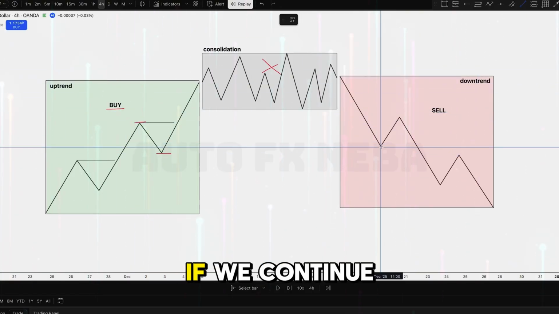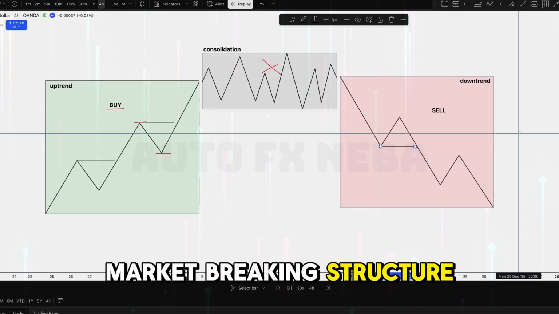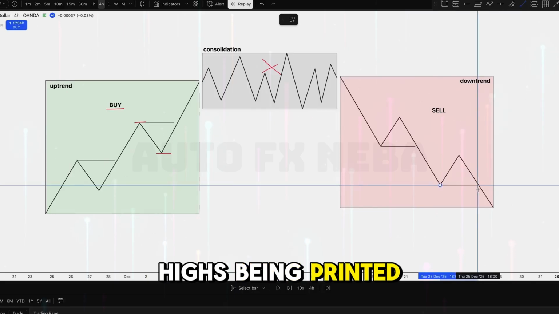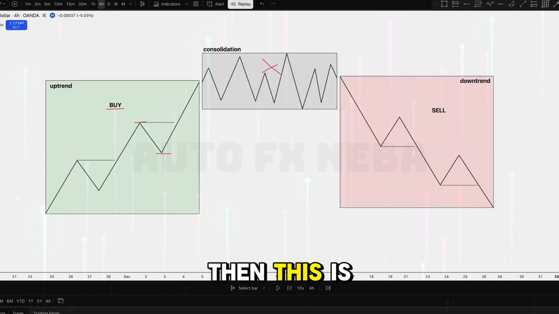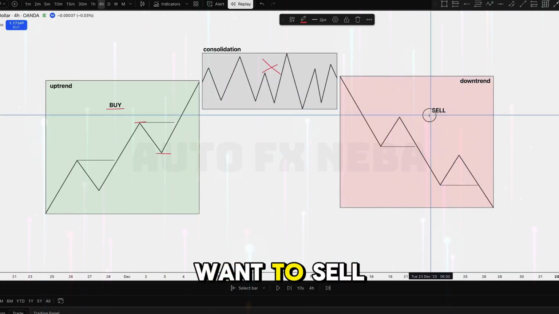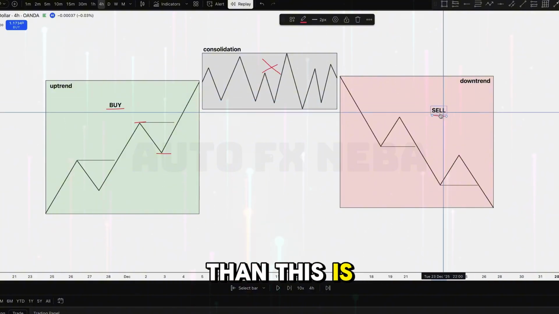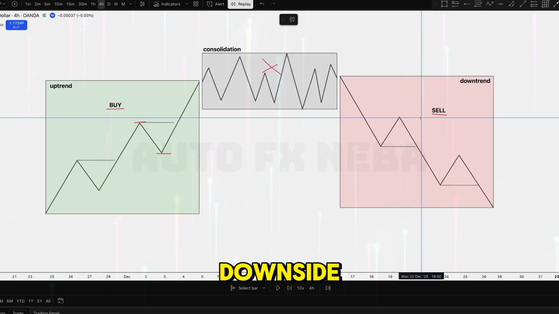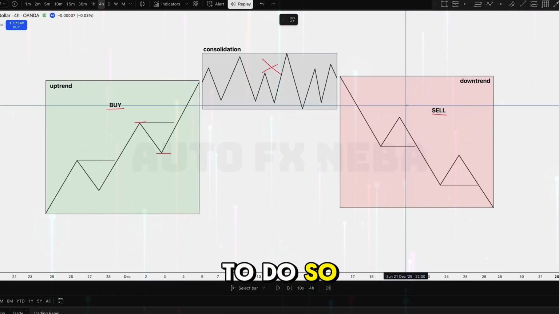Downtrends are the same. If we continue to see the market breaking structure into new lows, and we continue to see the highs being printed lower than the previous highs, then this is a condition in which you would want to sell. And anything other than this is not a selling setting. Therefore, you're only going to be taking trades on the downside in prime conditions to do so, okay?